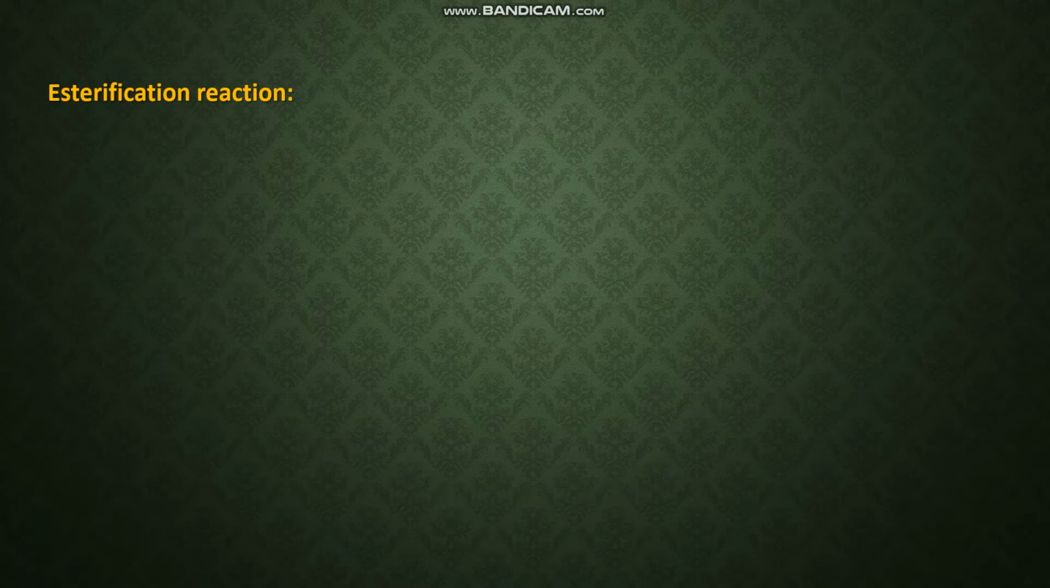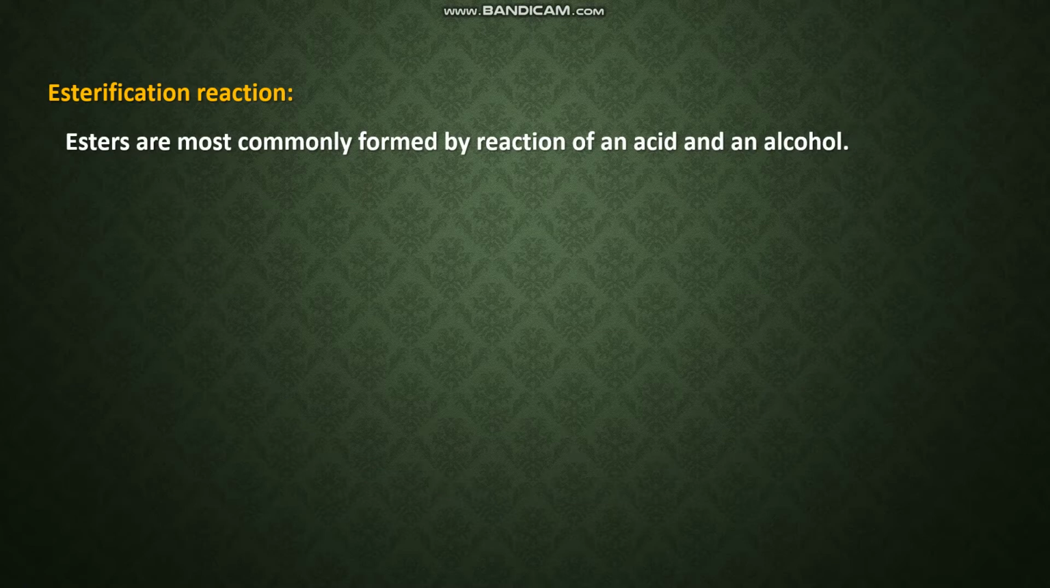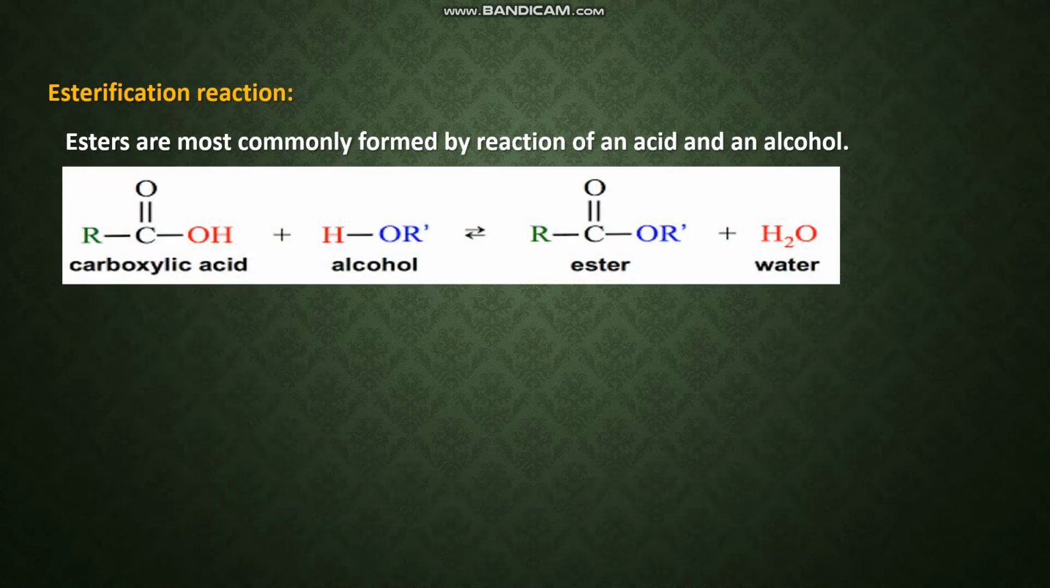So here we have seen what is reacting here: ethanol and ethanoic acid. What we are getting as a product is an ester. So let us see what an esterification reaction is. Esters are commonly formed by the reaction of an acid and an alcohol. Let us see the equation.